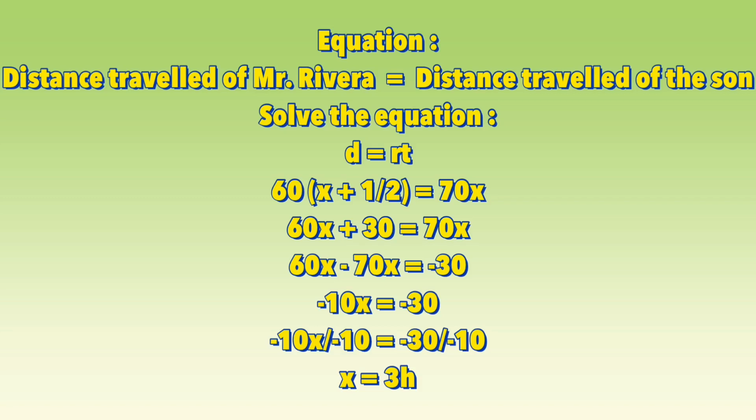To solve the equation, since distance is equal to RT, and equal to RT, then we have to substitute the rate of Mr. Rivera, which is 60, and the time covered by Mr. Rivera is x plus 1/2, equals the rate of the son, which is 70, times x. We use x because the time traveled of the son is x.